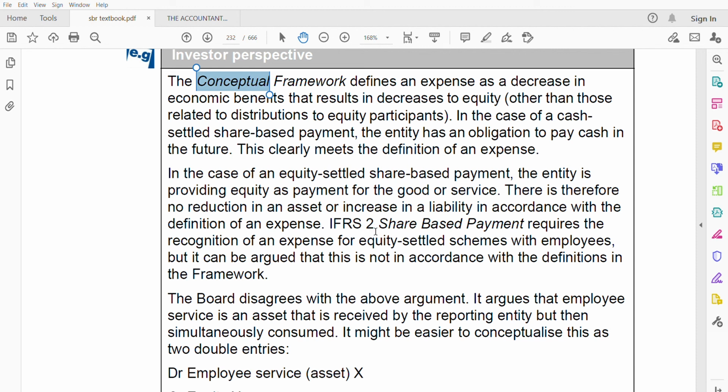So you recognize the expense, that is okay. That goes in accordance with the recognition criteria. But it can be argued that this is not in accordance with the definition in the framework. Yes, you recognize expense for equity-settled share-based employees under IFRS 2, but it does not go in line with the conceptual framework's definition of expense.